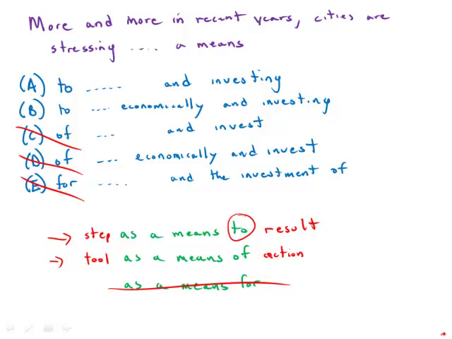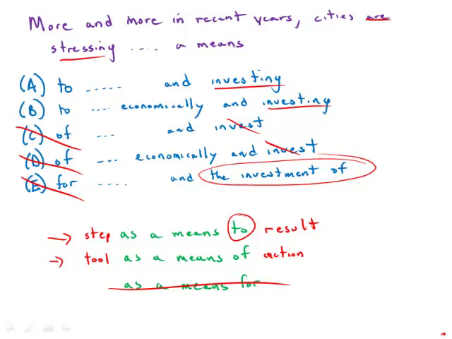I'll also point out that the two verbs, stressing and investing, have to be in parallel. They're correctly in parallel in A and B, and they're not correct in C and D. And of course, in E, the verb becomes a noun, which is something that is almost always incorrect on the GMAT.